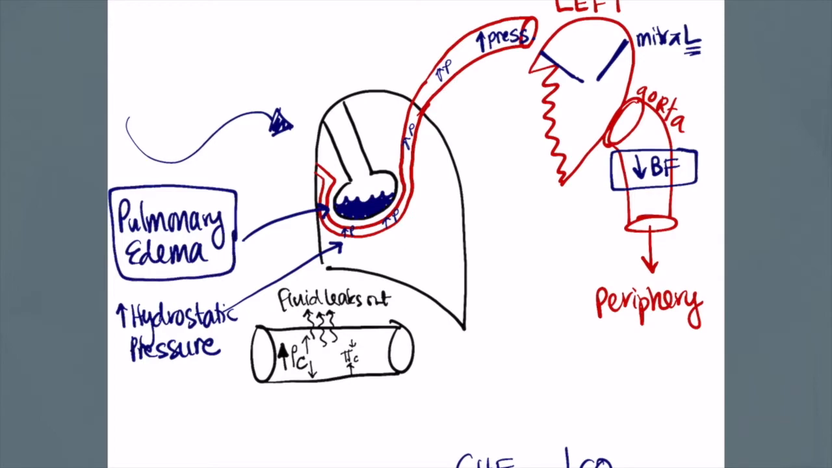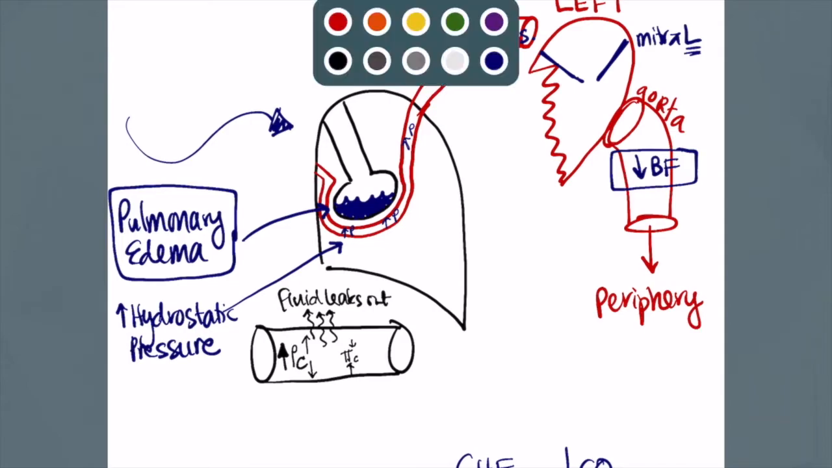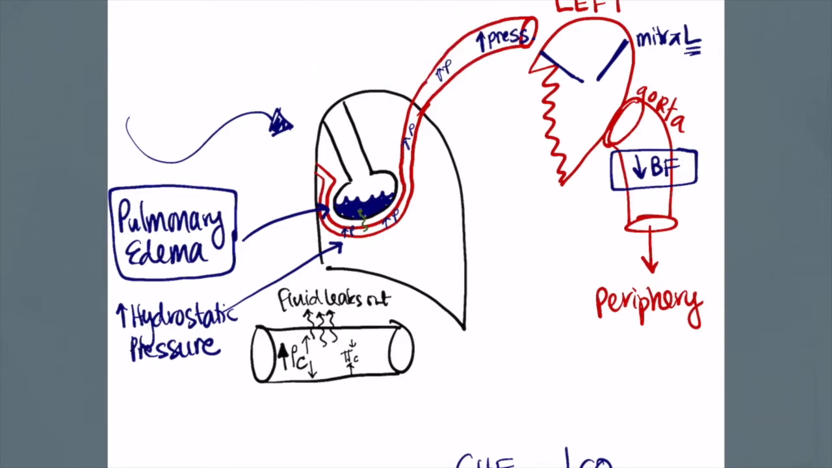Pulmonary edema is the accumulation of fluid in the alveoli. But the alveoli are within the lung, and the lung is within the thoracic cavity, and the whole lung has that pleural space around it. So if the fluid is leaking out, some of it might go, let me just change my color so you can see, up into the alveoli, but it can leak out as well.